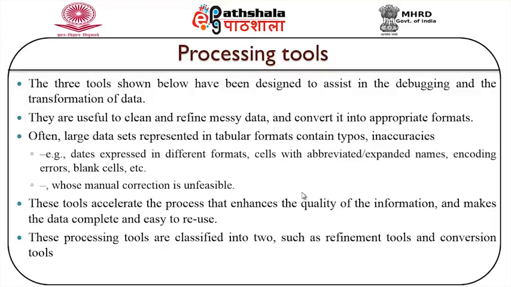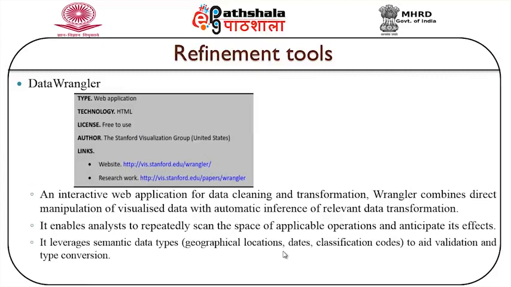cells with abbreviated or expanded names and encoding errors, blank cells, etc., whose manual correction is quite infeasible. These tools accelerate the processing that enhances the quality of information and makes the data complete and easy to reuse. These processing tools are classified into two, such as refinement tools and conversion tools.